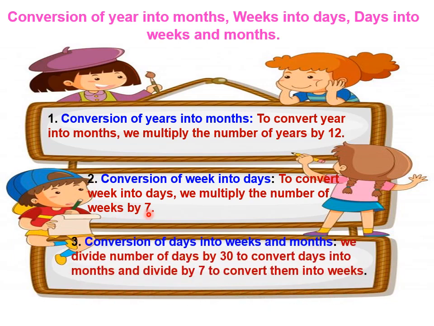Now number 3, conversion of days into weeks and months. We divide the number of days by 30 to convert days into months, and divide by 7 to convert them into weeks.